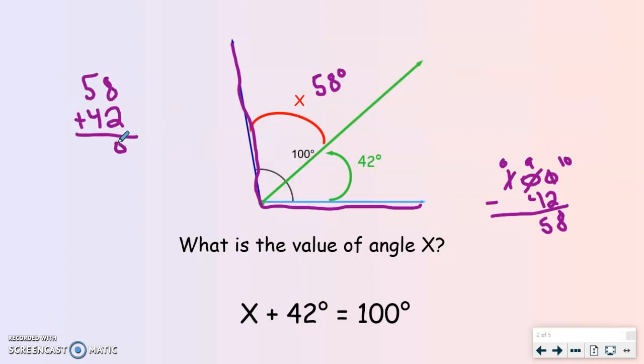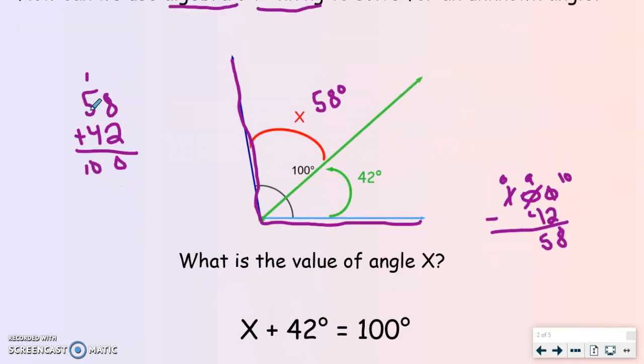And we can always check if we were to take 58 and add 42, like I have here. 8 plus 2 is 10. Regroup. 5, 6, 7, 9, 10. We get 100. So that's pretty easy, right? Just as simple as using the opposite operations to help us solve for the missing angle.